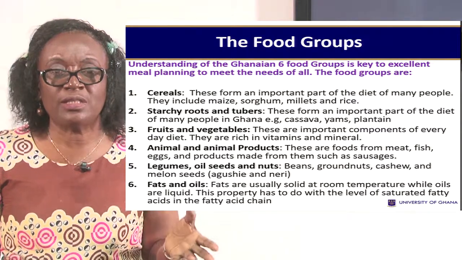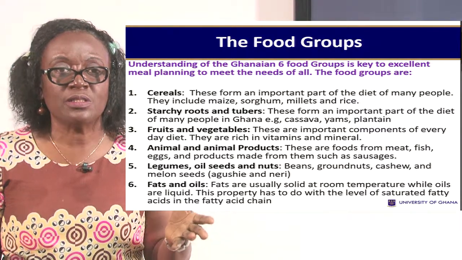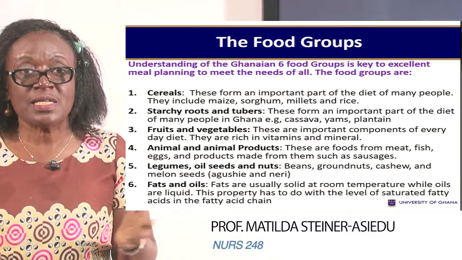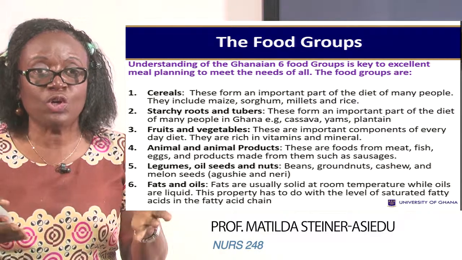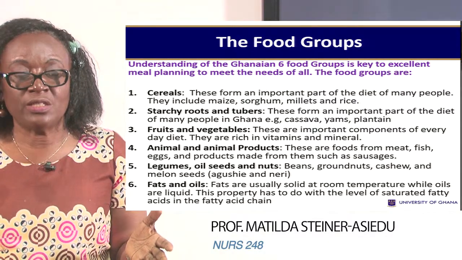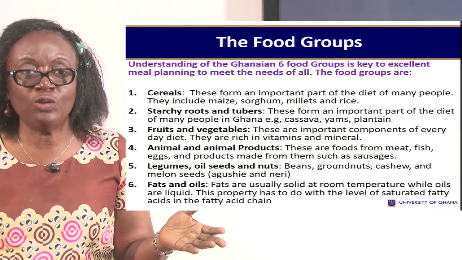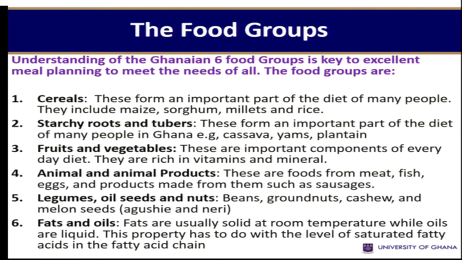Animal and animal products. That is where our fish and meat fall into. And that is our first class protein. And then our second class is the legumes, oil seeds, and nuts group. So if we don't have the animal and animal products, we can fall on the 5th group, the legumes, oil seeds, and nuts. And once again, recall where I had the combinations. So once we combine, we then get a complete protein that will contain all the essential amino acids for us.